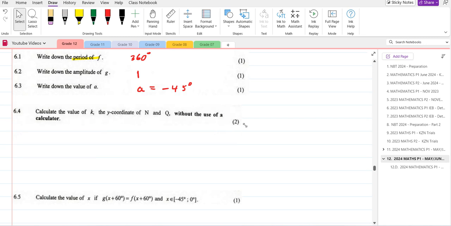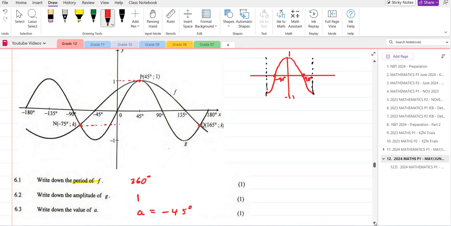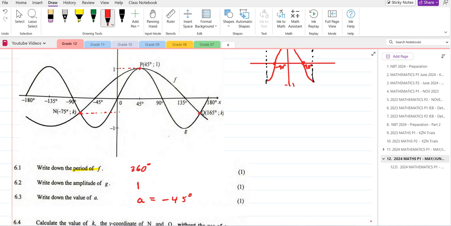See what the next question says. Calculate the value of k, the y coordinate of N and Q, without the use of a calculator. The y coordinate of N and Q. So this point here we want to find, the value of k. The value of k here. It looks like the value of k is half, but let's check if that is true. Remember, point N is touching both the graphs.